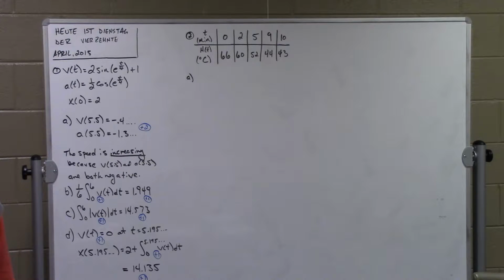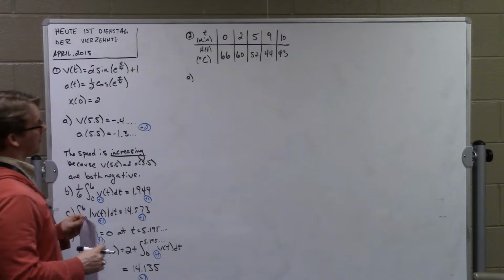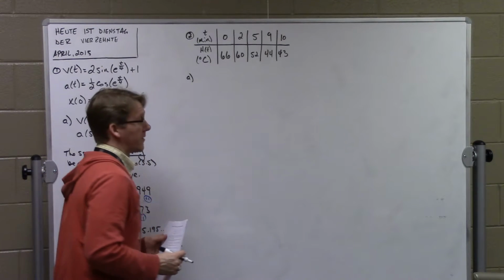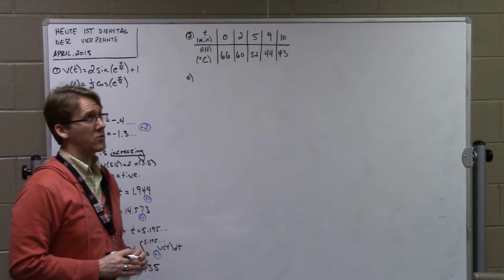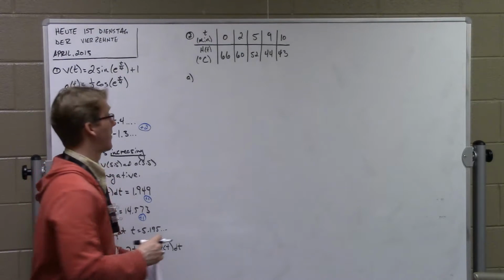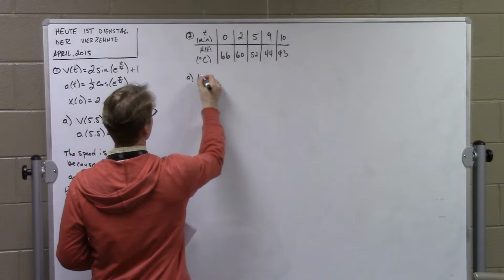Let's see. Okay, A: using the data in the table to approximate the rate at which the temperature of the tea is changing at time 3.5. Show the computation that leads to your answer. Okay, here's what I'm thinking first. Rate of change of the temperature at 3.5. Let me just say what that is.